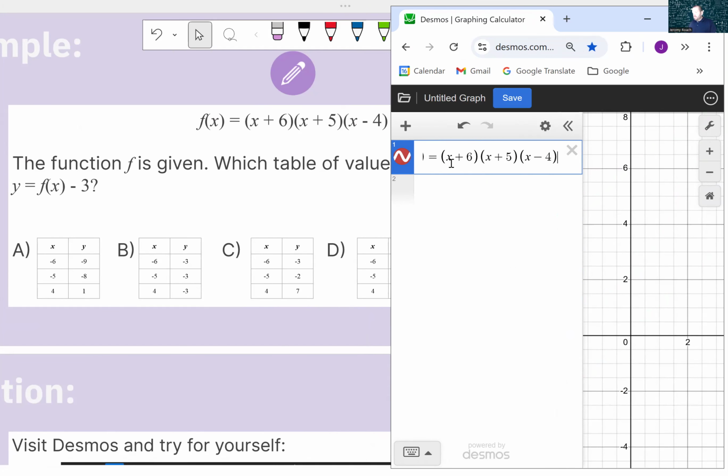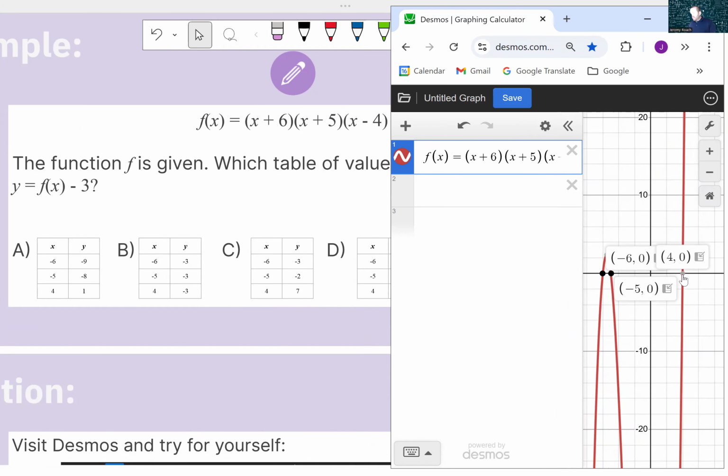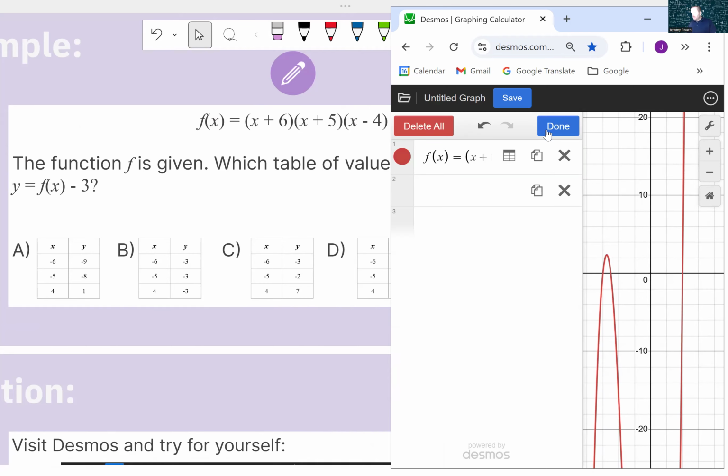X minus 4. Okay, so we have that there, and this is our function. Shows us where it crosses on the x-axis. If you set these individual parts that are in the parentheses equal to 0, it'll tell you where this crosses. But this wants us to match the table. So we're going to make a table. Click on the gear, click on Create Table.